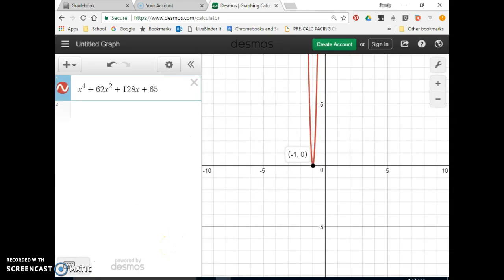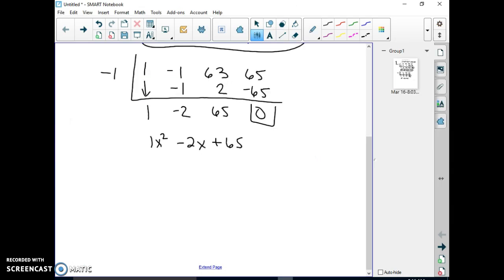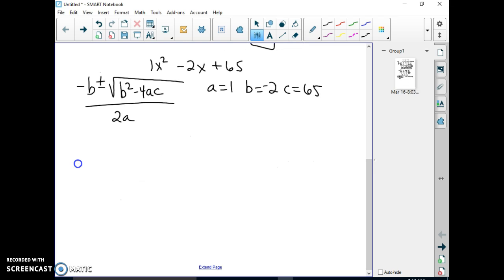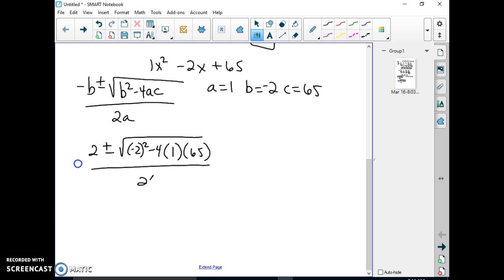So the remaining two zeros have to be imaginary. So I need to solve this a different way. I'm going to use the quadratic formula to solve this. So the quadratic formula, if you don't remember it, is negative b plus or minus the square root of b squared minus 4ac all over 2a. So I'm going to sub in here. a in this case is 1, b is negative 2, and c is 65. So subbing in, I'm going to have positive 2 plus or minus the square root of negative 2 squared minus 4 times a times c, all over 2 times a.